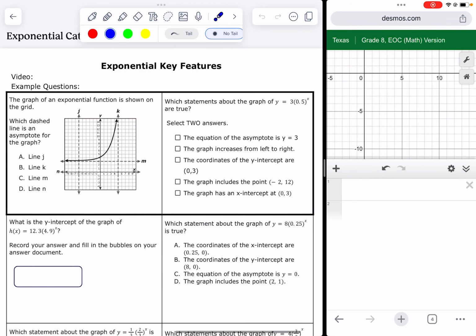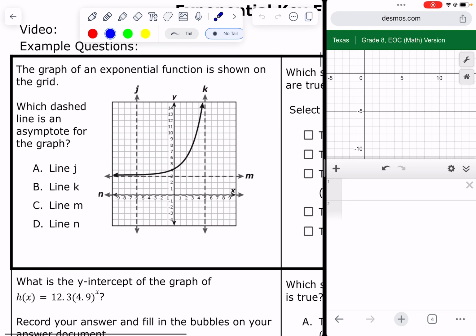All right, we are going to go over exponential key features today. So let's go ahead and start with the first one. The graph of an exponential function is shown on the grid. Which dashed line is an asymptote for the graph? A, line J, B, line K, C, line M, and D, line N.